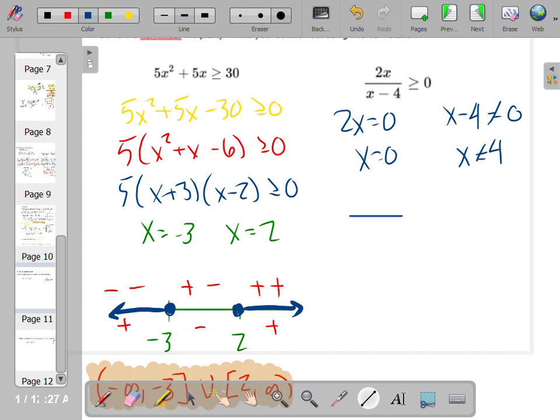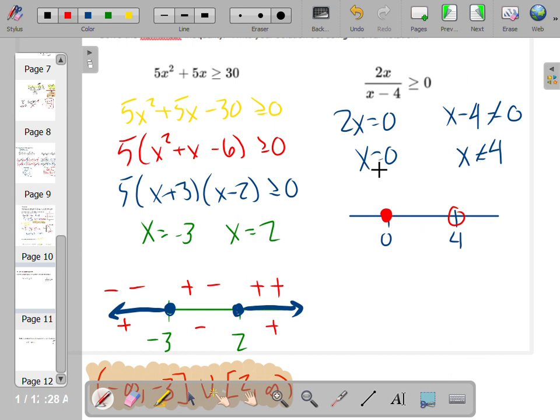When I draw my number line, I'm going to put a dot at 0, and I'm going to put a dot at 4. And 0 works because if you plug in 0, 0 divided by -4 is 0, and 0 is greater than or equal to 0. But 4 does not work. That's a vertical asymptote in the graph.